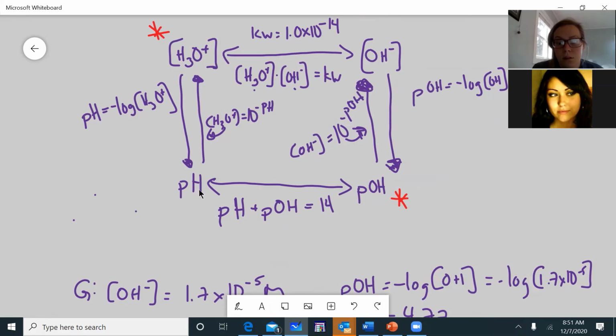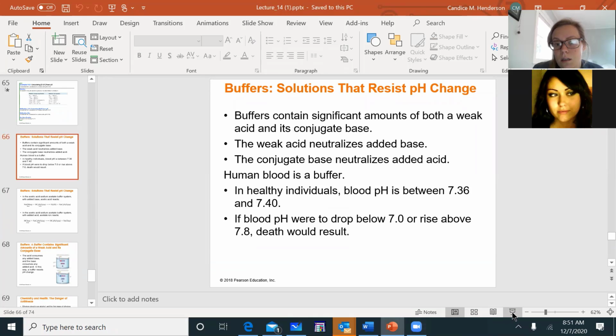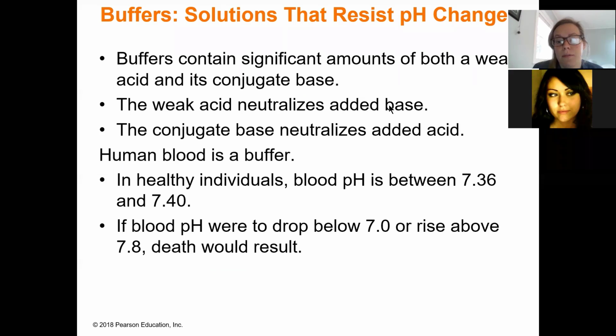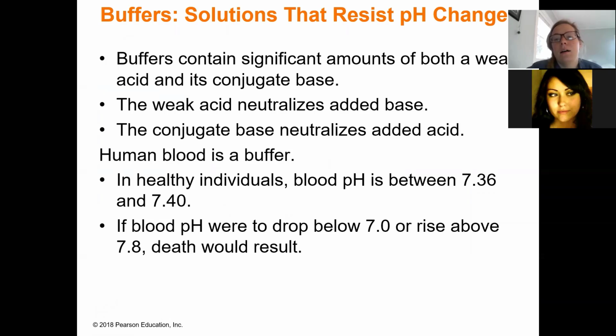Okay. Then we will move to the very final part of this, which is just talking about a buffer solution. So a buffer solution is a solution that will resist pH change. So your blood is a good example of a buffer solution. If I was to add acid to your blood, it would neutralize it so that the pH wouldn't change. Same thing if I added base, it would neutralize it so the pH wouldn't change.